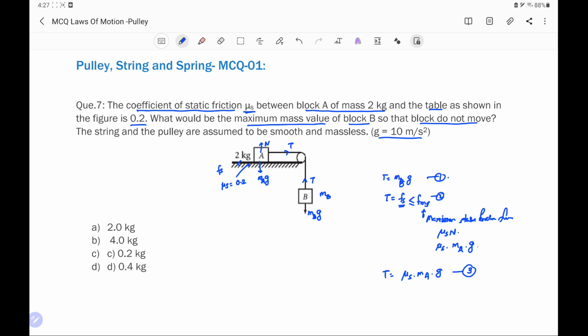So using equations number 1 and 2, we can write that MBg should equal mu s MAg. This g gets cancelled. So MB should equal mu s MA, and mu s is given as 0.2 and MA is given as 2. So the mass MB will be 0.4 kilogram. So option D is the correct option.